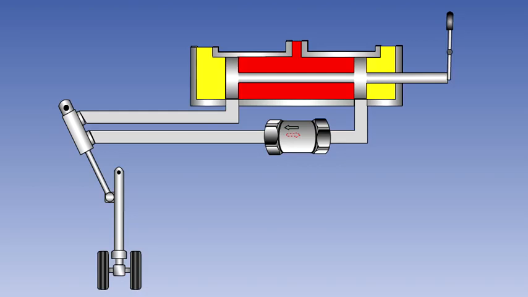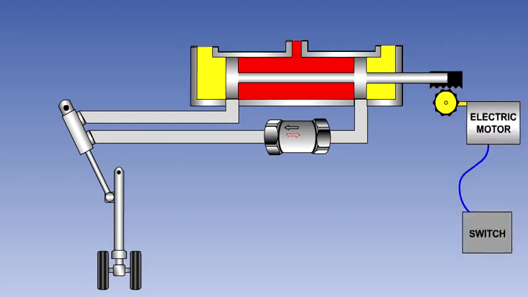In our example, the selector valve is mechanically connected to the gear lever. However, it is sometimes convenient to locate a selector valve at a position remote from the crew compartment. To eliminate the need for extensive mechanical linkages, the selector may be operated electrically, either by an electric motor or a solenoid.